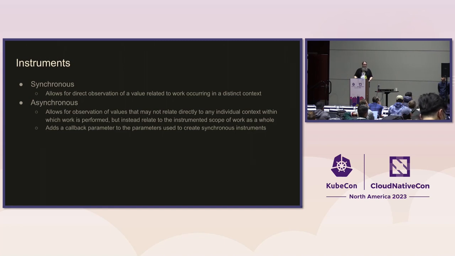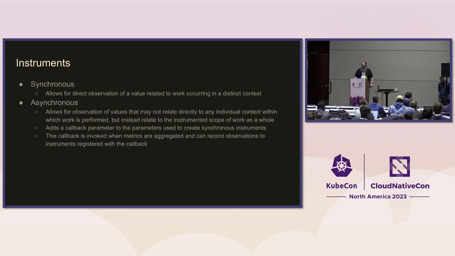They are very similar to synchronous instruments, except they add a callback parameter, so you can provide a function that the SDK will invoke when it wants to know the current value of that instrument or the thing that that instrument is measuring. And so this callback is invoked when it wants to record. So for instance, if you've got a Prometheus exporter, when Prometheus comes and hits the slash metrics endpoint to scrape that data, it will then invoke this callback and say what is the value of the current memory state or something like that.